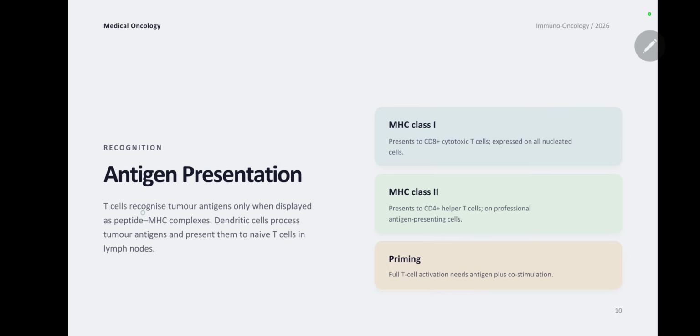Okay, what is antigen presentation? Antigen presentation is decided by MHC class 1. MHC class 1 molecule is expressed on all nucleated cells. When any nucleated cell having MHC class 1 is infected by any virus, or has any tumor antigen, it is presented to CD8, the cytotoxic cell, and that cell kills it.